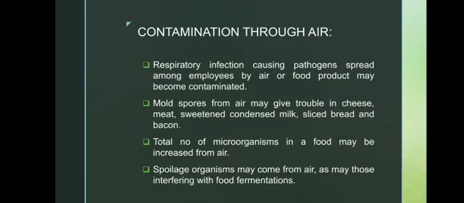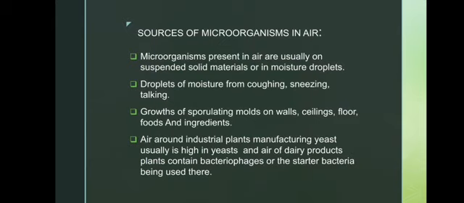If a food has a certain number of microorganisms, that may vary based on the number of microorganisms in the air when it is exposed to the food. Spoilage microorganisms present in air may interfere with the ones involved in food fermentation, because food fermentation is majorly done by microorganisms. Sources include droplets of moisture from coughing, sneezing, and talking, and growths of sporulating molds on walls, ceilings, floors, food and ingredients.